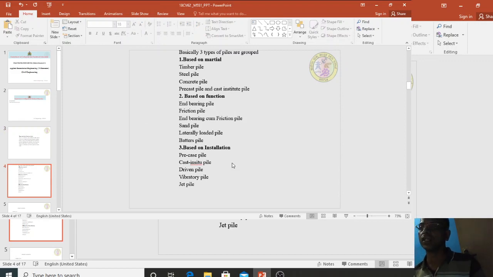Basically piles are grouped into three types: based on the material, based on the function, and based on the installation. Based on the material, piles are classified into timber pile, steel pile, concrete pile, precast or cast in situ pile. Based on function, piles are classified into end bearing pile, friction pile, end bearing cum friction pile, sand pile, laterally loaded pile, batter pile. Based on installation, the piles are classified into precast pile, cast in situ pile, driven pile, vibratory pile, jet pile.